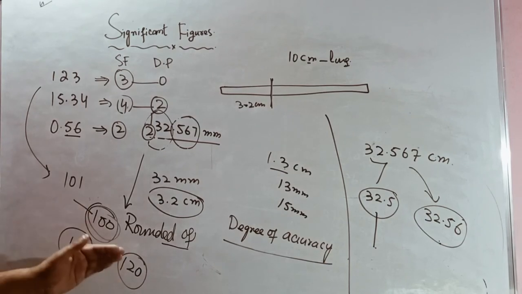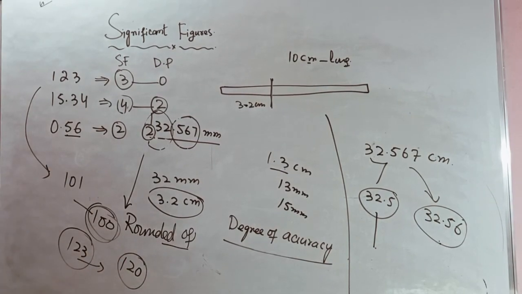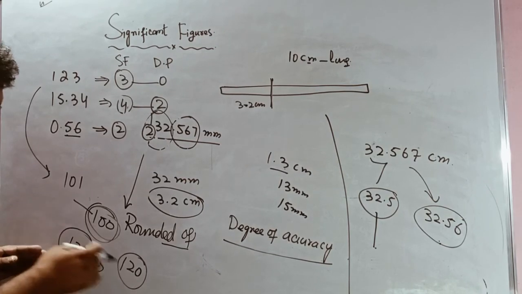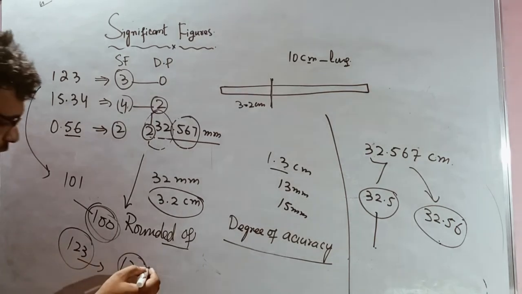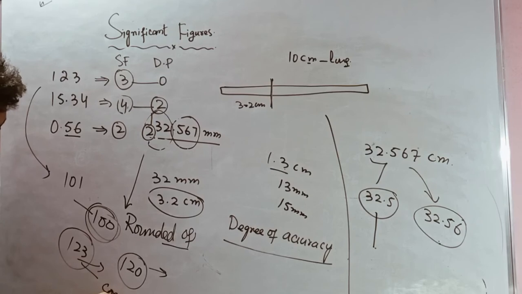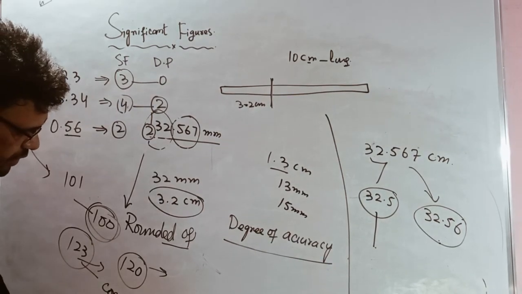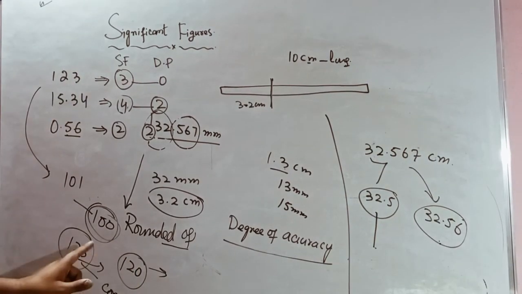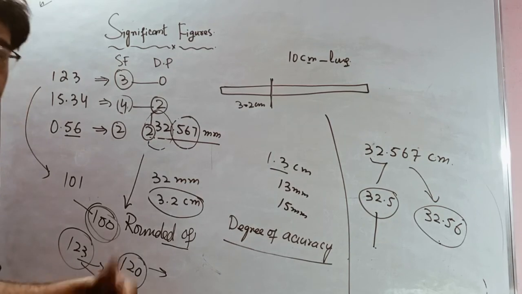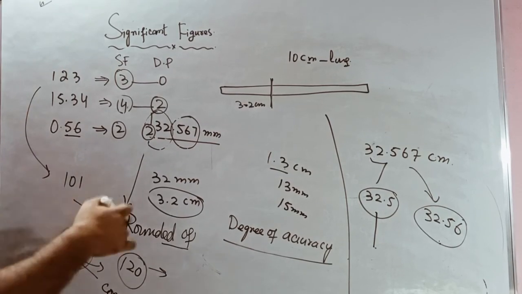These things we will learn in the exercise. But I only want to make you understand that here it is 123, and 123 we can write as 120. We are rounding off. When we are rounding off, it means I am writing this number corrected to two significant figures.